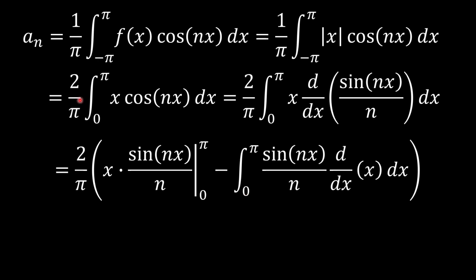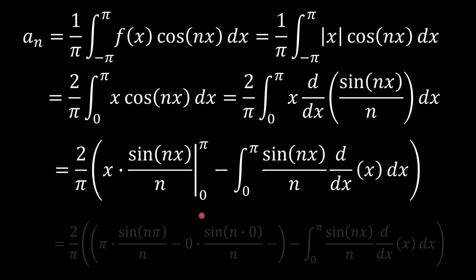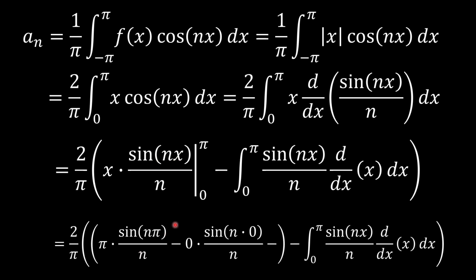So we've put this constant out. Now we have to look at the limits. When x tends to pi, this entire thing goes to 0 since sine n pi is 0. When x tends to 0, this also tends to 0 since sine of 0 is 0. So as you can see, this goes to 0, this goes to 0, and then we're left with this.